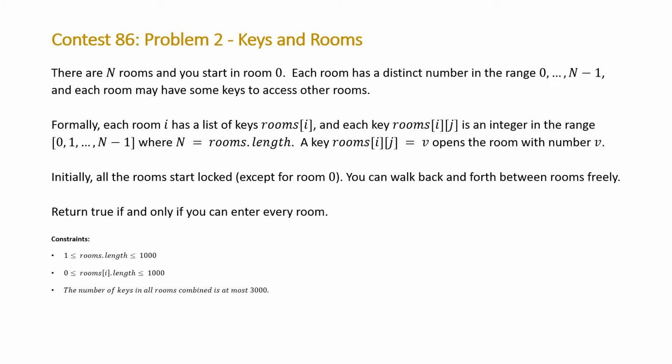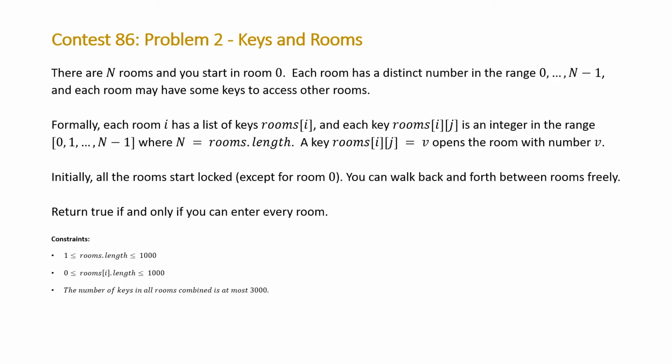A key rooms[i][j] equals v opens the room with number v. Initially, all the rooms start locked except for room 0. You can walk back and forth between rooms freely, and the question asks us to return true if and only if you can enter every room. And note that the number of rooms is going to be between 1 and 1,000, and the number of keys in all rooms combined is at most 3,000.